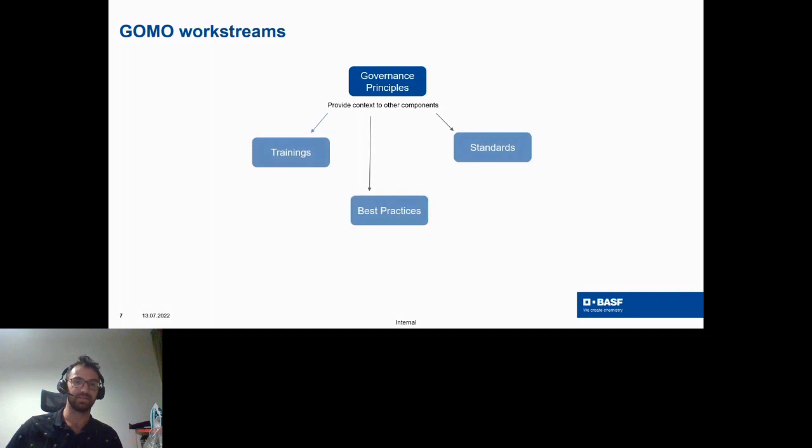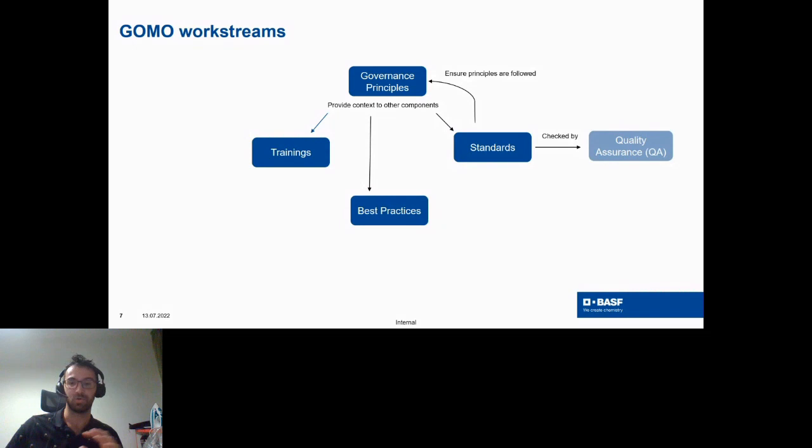etc., to build upon. Next point are standards, which provide agreed specifications that are going to be followed during the entire life cycle. Each standard is associated with a quality assurance method to allow the use of human or software-based evaluation of the implementation and correction of this standard. We have also a link between standards and governance principles to say that standards ensure that principles are followed.